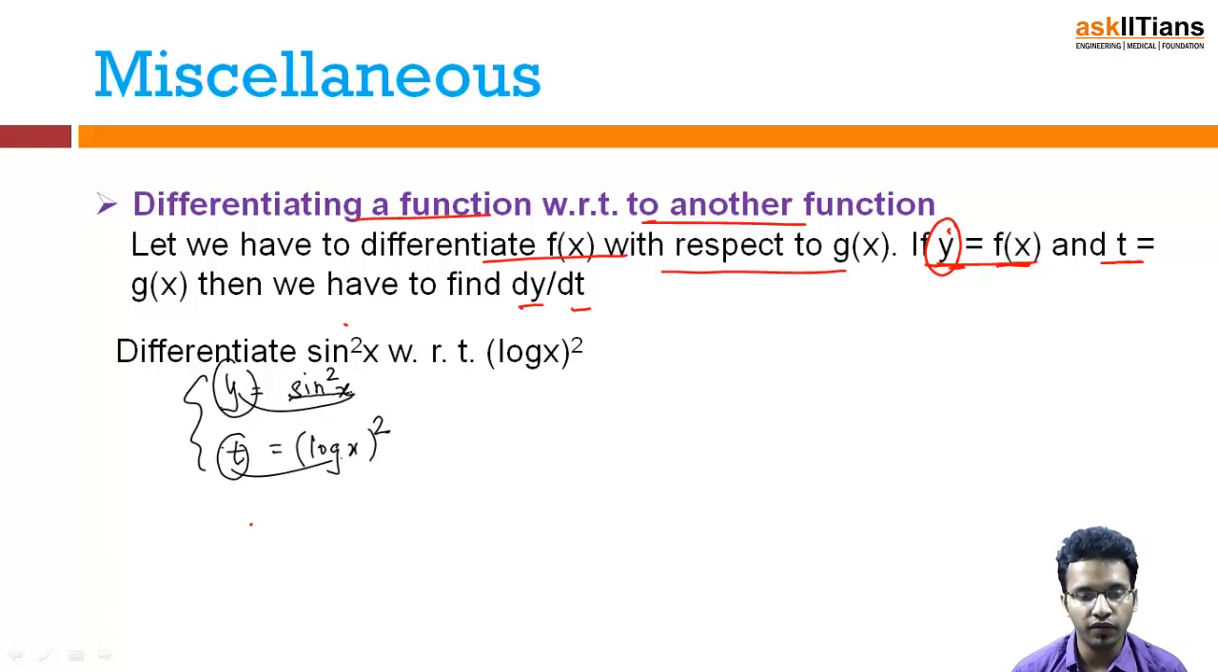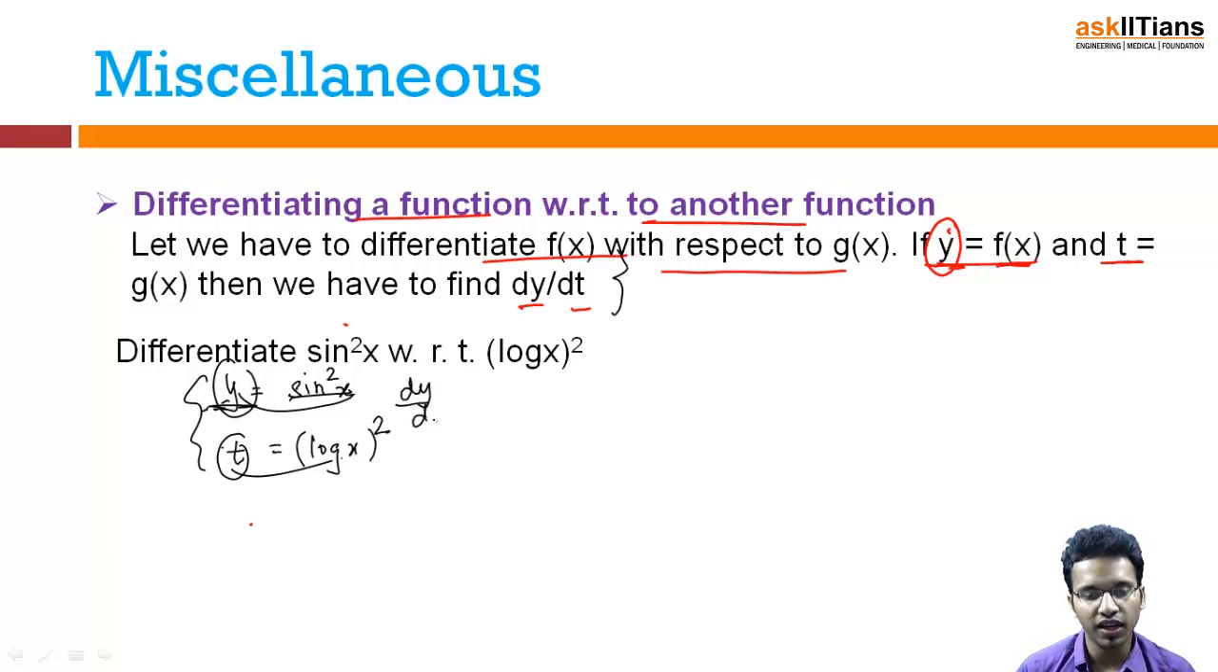I want to differentiate sin square x, which I'm saying is y actually. So I want to see the change of y with respect to t. I know that y is also a function of x. This is just the inverse of what we did earlier, when it was expressed in parametric form. Now we are saying differentiate with respect to another function. That is just the inverse of the parametric form, okay.